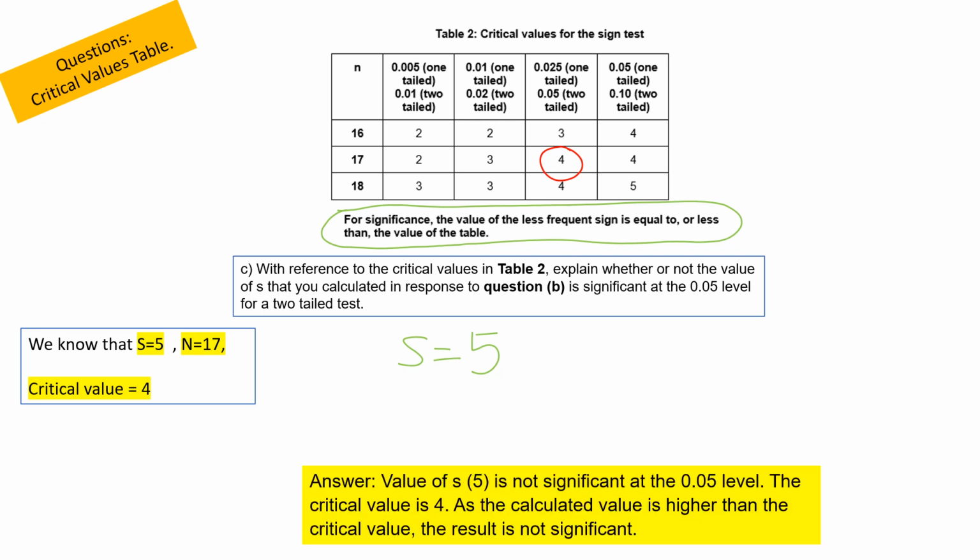So what that's saying is S is our calculated value. That's the least frequent value, remember? Now that has to be less than or equal to our critical value, which is 4. So, is 5 less than or equal to 4? No. It says for significance, the value of the least frequent sign is equal to or less than the critical value table. In this case, we now conclude that this is not significant.